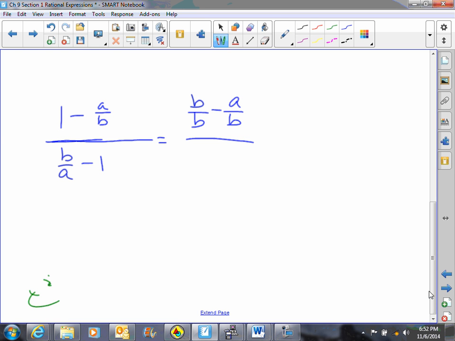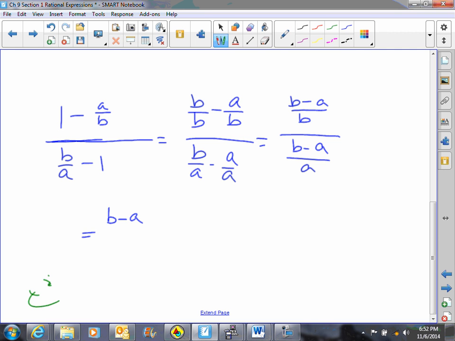And in the denominator, we're going to subtract 1 from b over a, so I need a fraction that has a denominator of a that's equal to 1. Well, that's a over a, so we have b over a minus a over a. Now, that becomes b minus a over b, over b minus a over a. Now remember, when you're dividing by a fraction, you flip the second fraction and multiply. So we have b minus a over b times a over b minus a. But once again, the b minus a's will cancel, and we're left with a over b. And that wasn't too bad.